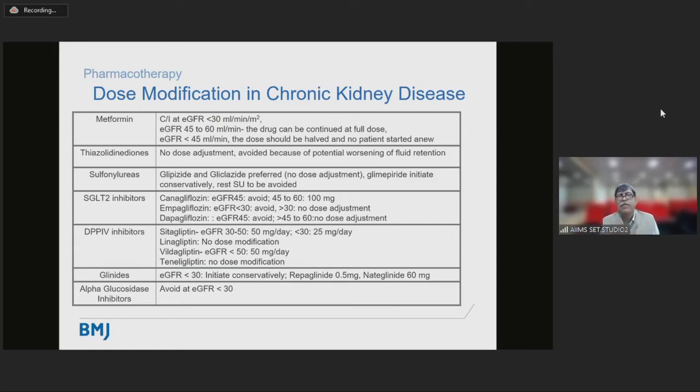So between 30 and 50, you go down to 50 milligrams a day. Less than 30, you go to 25 milligrams a day. I'd say just shift to linagliptin or teneligliptin when the GFR is low because it doesn't need any dose adjustment. I would not, for similar reasons, give glinides less than eGFR of 30. And again, I avoid alpha-glucosidase inhibitors at less than 30.